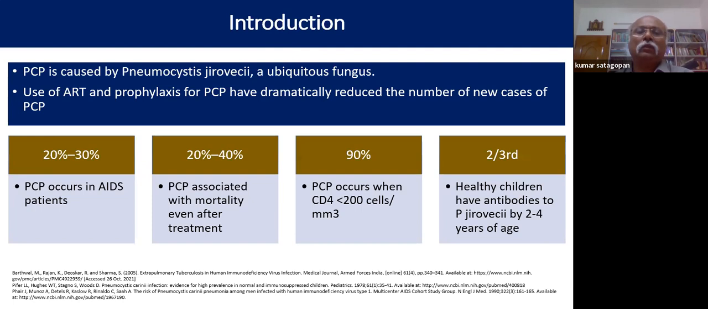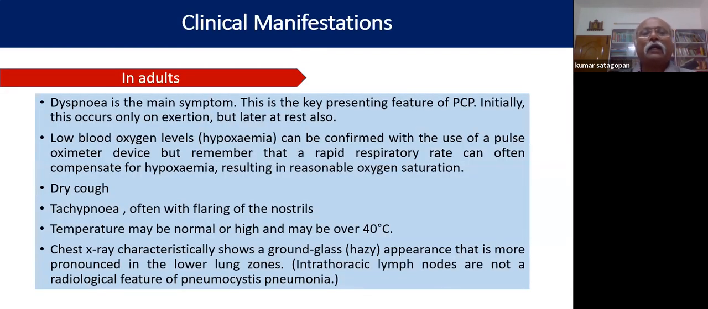Next slide. So how does PCP present? In adults, dyspnea is the main symptom. This is the key presenting feature of PCP. Initially it occurs on exertion, but later on at rest also. The pulse oximeter we were using before ART, when not everyone was carrying one, was in the ICU or in the ward. Whenever a PCP patient comes, we ask them to walk for 10 feet, come back and check the oxygen saturation, and it will dip down 10%. So that was one of the bedside tests we were doing before the ART era.